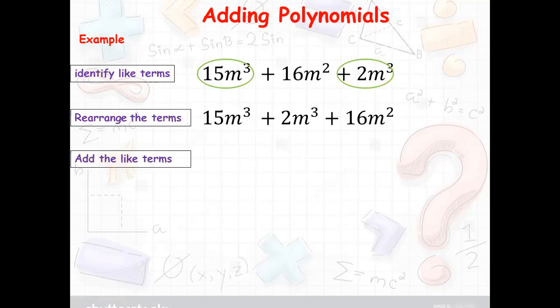Now add the like terms. You don't add the exponents. You will not say m cube plus m cube is m to the power of 6. No, we are only going to add the coefficients. Coefficients means the number which is in front. So 15 plus 2 will give you 17m cube plus 16m square. We can't do anything for this because there are no like terms for it. So we leave it like that. So this is going to be your answer. When you add polynomials, you will usually get answers in this form of different terms. So that's how you add polynomials.